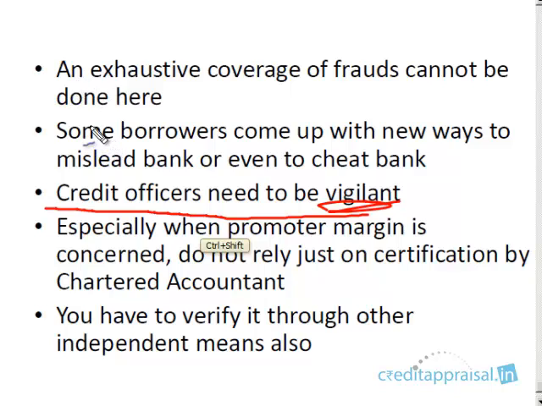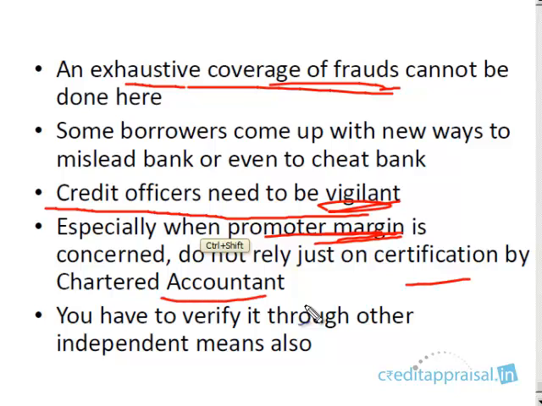Of course, this is not a book dealing with an exhaustive coverage of fraud. That is not our intention. But when we are discussing term loans, you have to be very careful that the promoter margin has to be brought in, and in many cases promoters try to get around this. They don't want to bring in their margin, but they want to avail the term loan. Don't always rely on the certification by a chartered accountant that promoters have brought in so and so funds. Do your own inquiries also. You have to verify through some independent means and ensure that this is really the case.